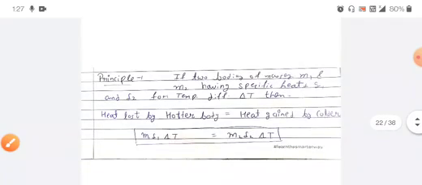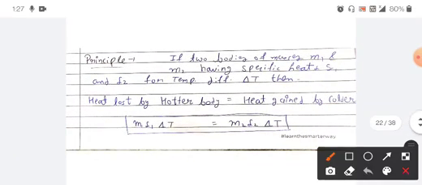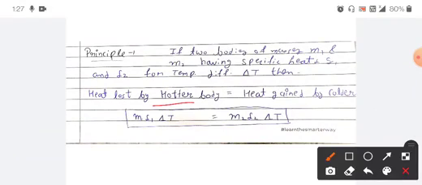So what is the principle? Two bodies of masses m1 and m2 having specific heats, for example s1 and s2, for temperature difference delta T. Then heat lost by the hotter body will be equal to the heat gained by the colder body, and we know that change in heat will be equal to m s delta T.